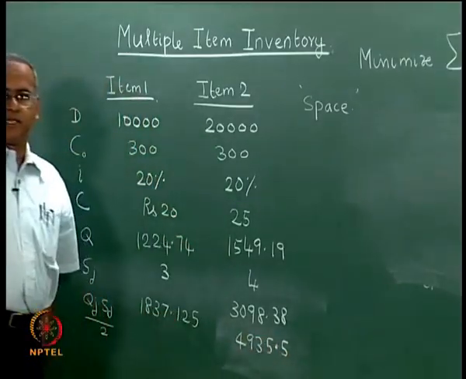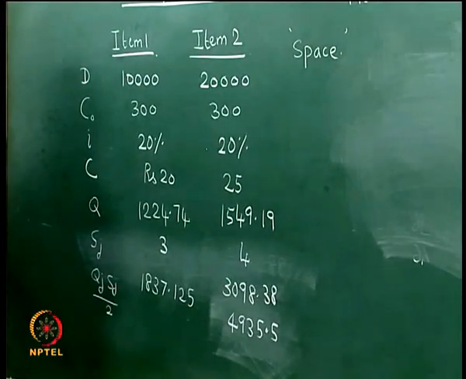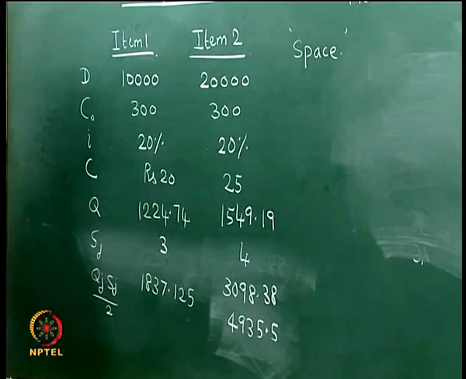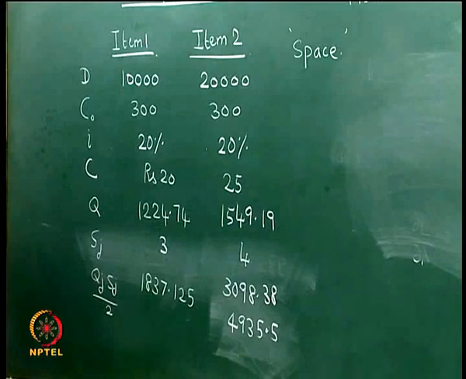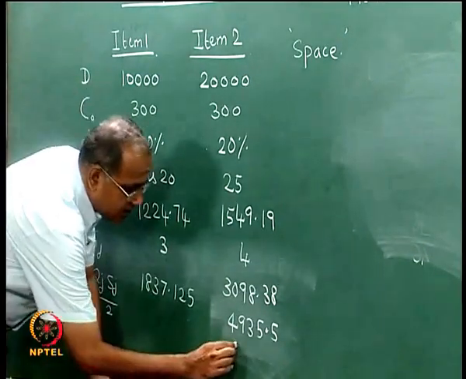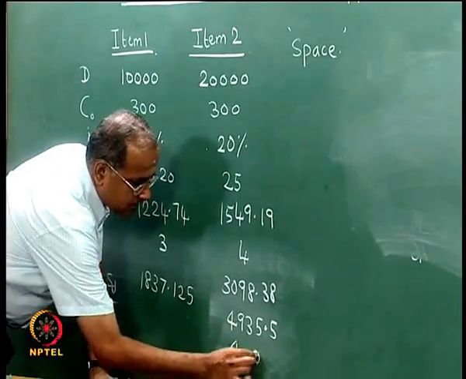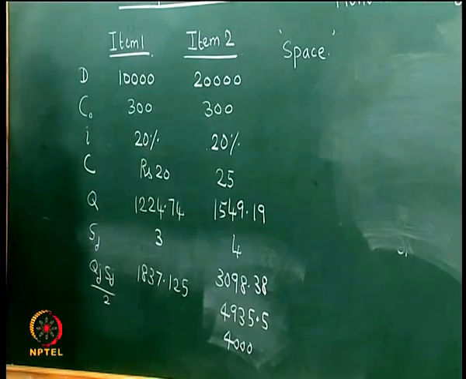So, let us assume that the space required for storing the average inventory of both these items is 4935.5, and that we have a space of only 4000 to store these items. Now, how do we solve this problem?